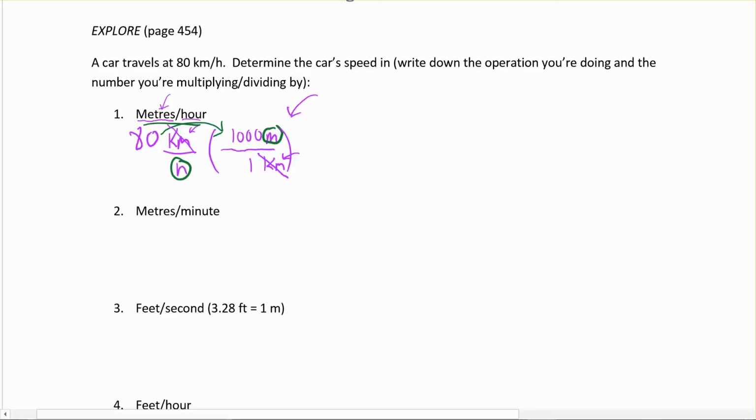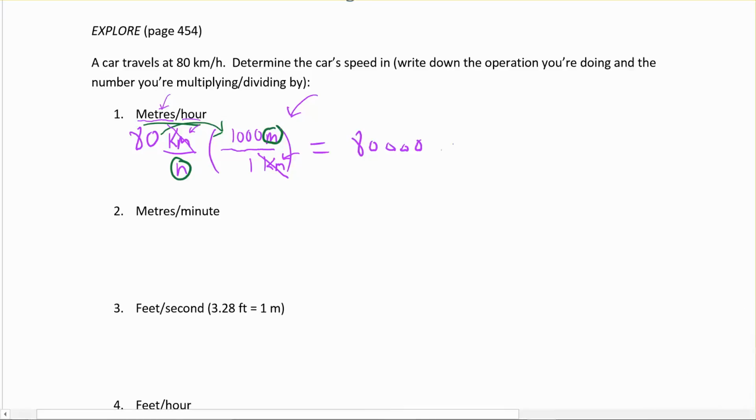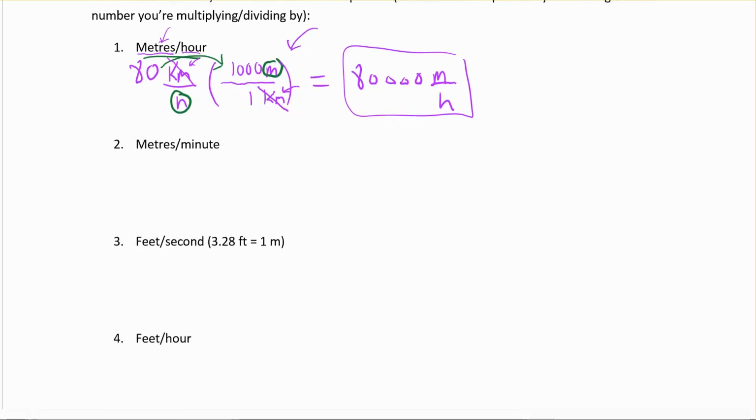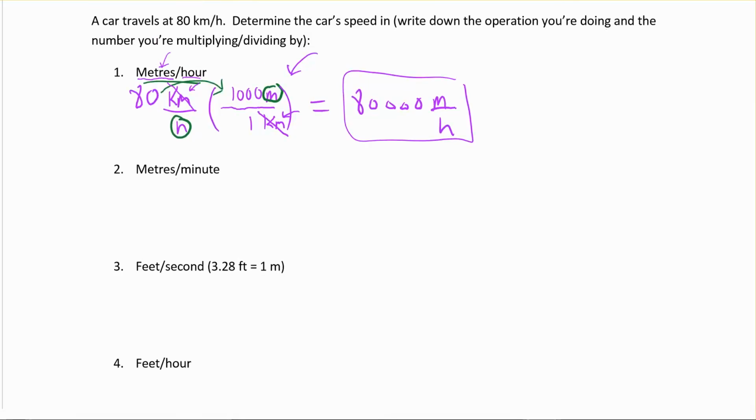So if you do that, you end up with 80,000, and now I'm left with meters per hour. So I've changed my units there now, right? Okay, let's just do a few of these to see if we can get that to drive home. So now we changed that from kilometers an hour to meters an hour.